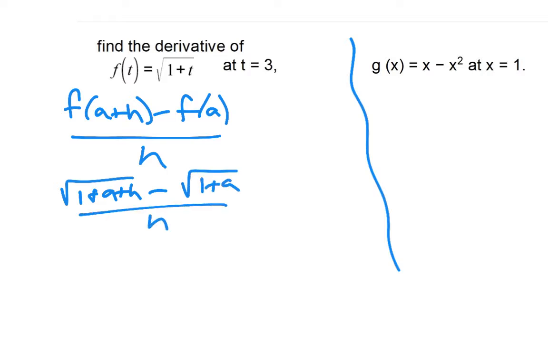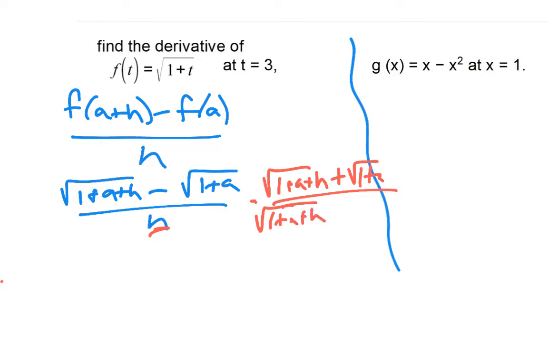And so when I see this, I'm going, okay, what do I need to do here? There's nothing in the denominator. There's not fractions and fractions. So I'm going to have to multiply by the conjugate because I can't divide by 0, since we need to get that h to be 0. So I'm going to multiply by the square root of 1 plus a plus h plus the square root of 1 plus a. So the conjugate changes the sign. And what I do to the top, I have to do to the bottom.